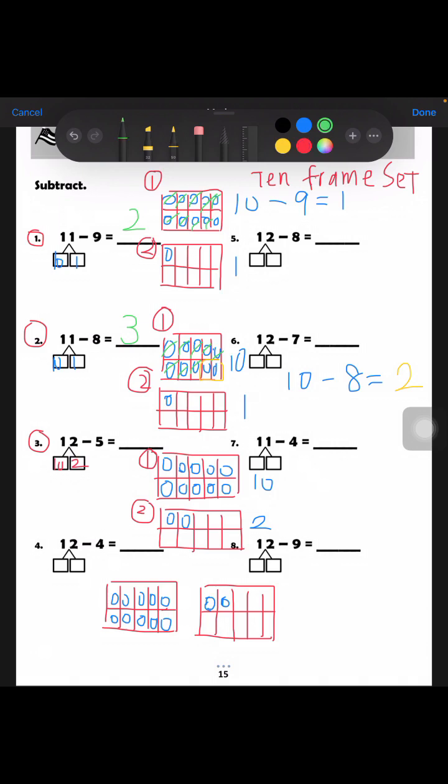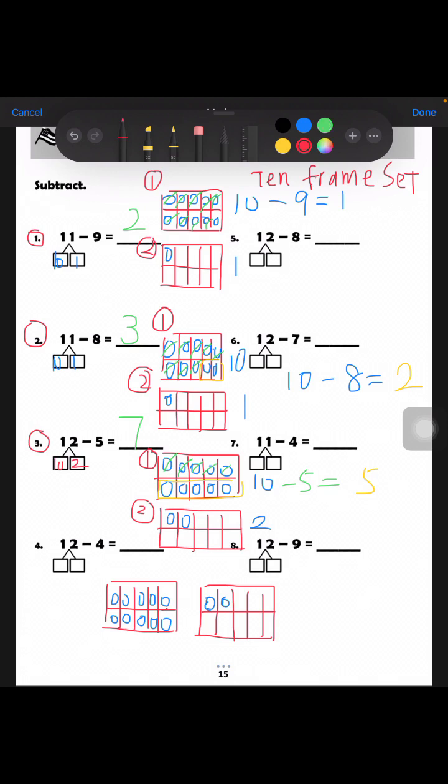Yes, it should be the first one. So we cross out 5 circles. So in the first set, how many circles left? Yes, there are 5 circles left. So 10 minus 5 equals 5. Okay, 5 circles in the first set and 2 circles in the second set. So total, there are 7 circles. So 12 minus 5 equals 7.